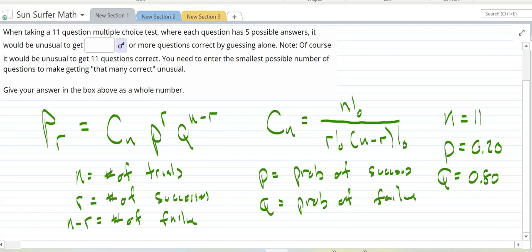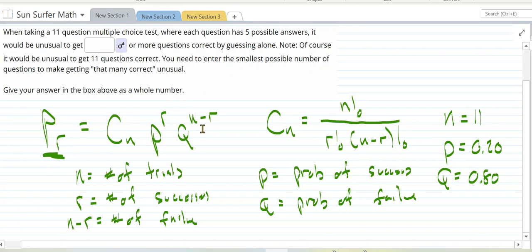Now, in this particular problem, we're not solving for P sub r. What we're solving for is R. We want to find R. So there's 2 ways that we could go about this. We could really get into some algebra and rearrange this entire formula to solve it for R, but that would be very painful. Another way is to use Desmos, and this is the way that I like to do it.